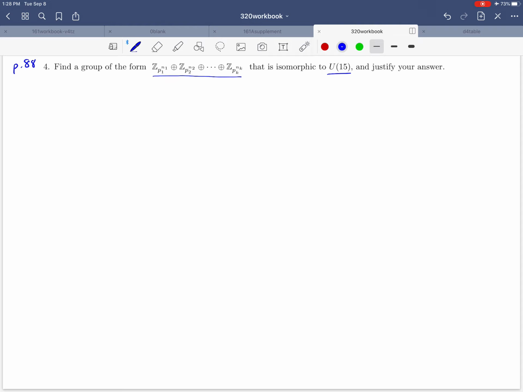A good first step would be to ask ourselves what's in the group U of 15. We're just talking about all of the positive integers between 1 and 14 that are relatively prime with 15. So we can make a list here. We've got 1, 2, let's see, 3 is not going to work, 4, 7, 8, 11, 13, and 14. Okay, that's a complete list. And notice that this group has order 8, and it's abelian, because we're talking about multiplication modulo 15.